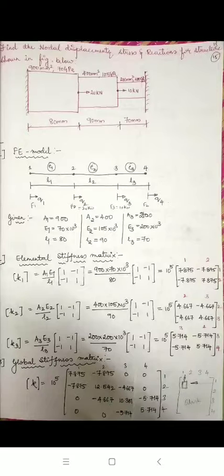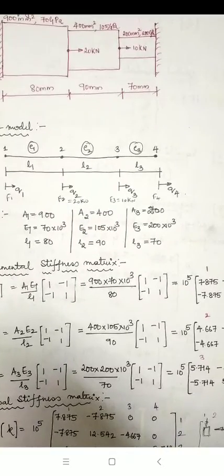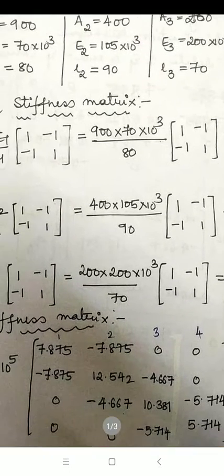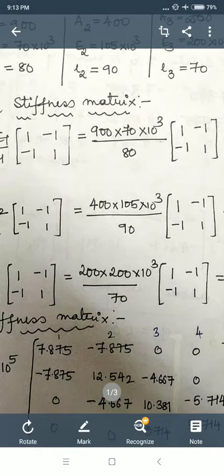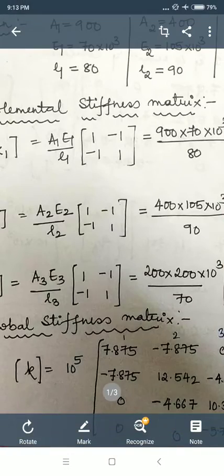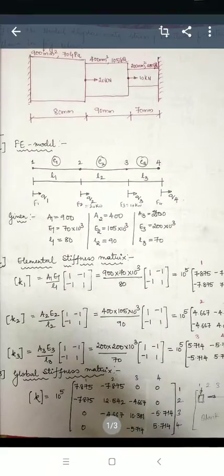It is a stiffness matrix for the entire element. This we will get by adding all 3 stiffness matrices K1, K2, K3. For adding, we have to follow a particular procedure. So here, this is the global stiffness matrix that we get after finding this one. So how to find this one? There is a procedure. I will explain that.